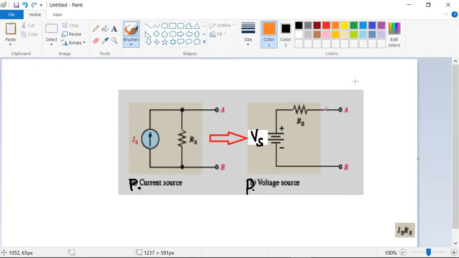In our previous session, for converting a voltage source to a current source, we made a short circuit between A and B. Let me change these terminals to C and D. This is C, this is D.